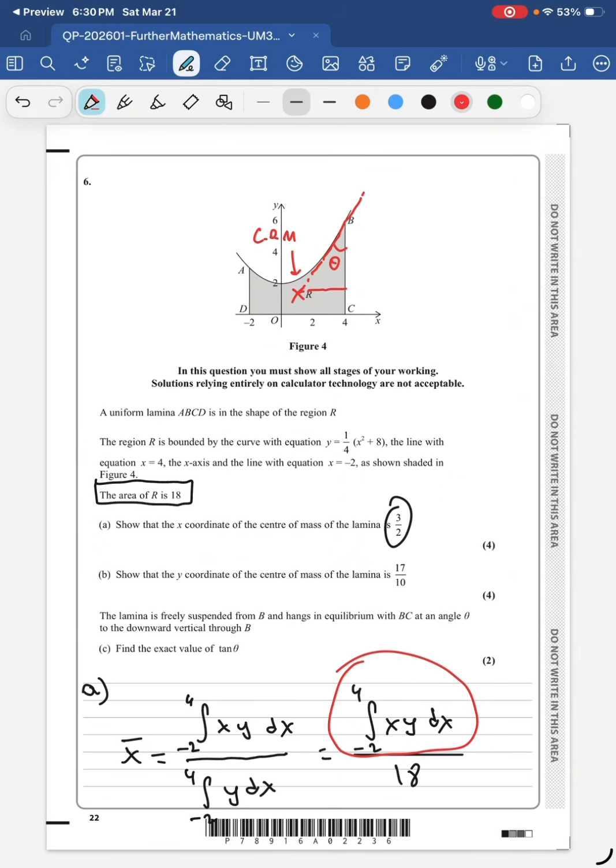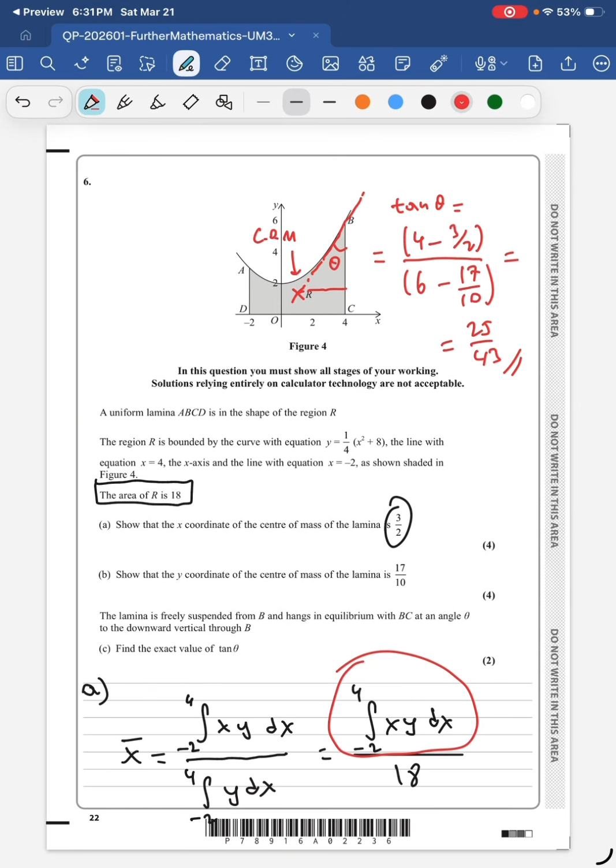So we have to find that theta, and you can see from the geometry that tangent of theta is equal to 4, because from O to C, the distance is 4, minus the x coordinate of the center of mass, which is 3 over 2 over 6, which is the vertical distance from B to C, minus the y component of the center of mass, which is 17 over 10. This yields 25 over 43.